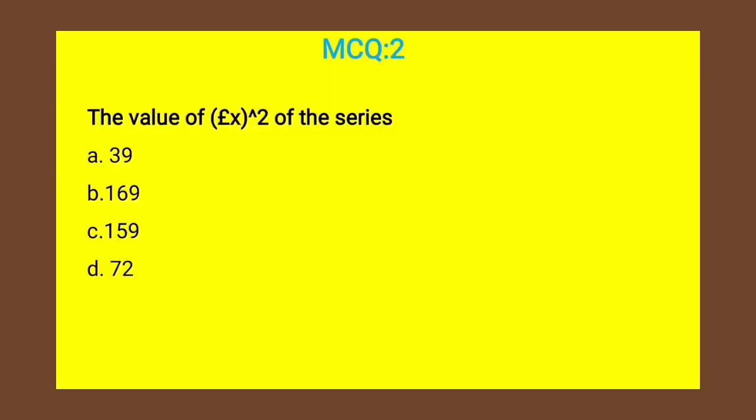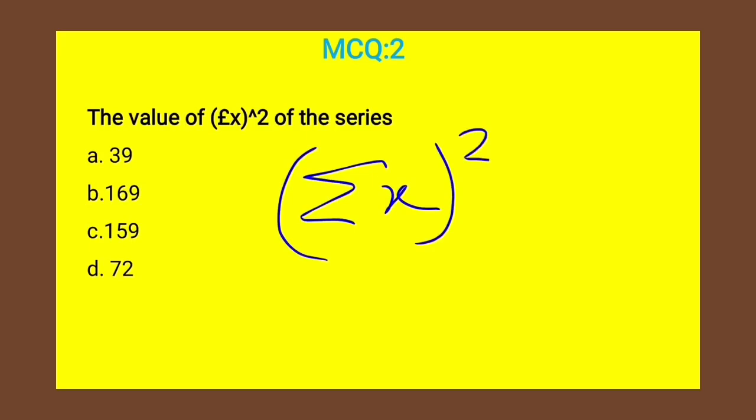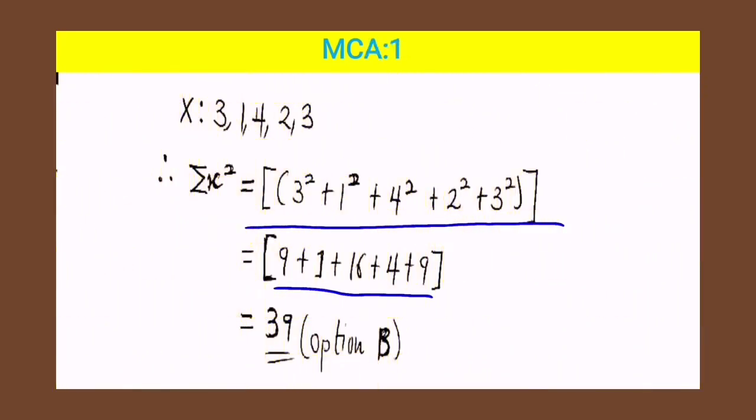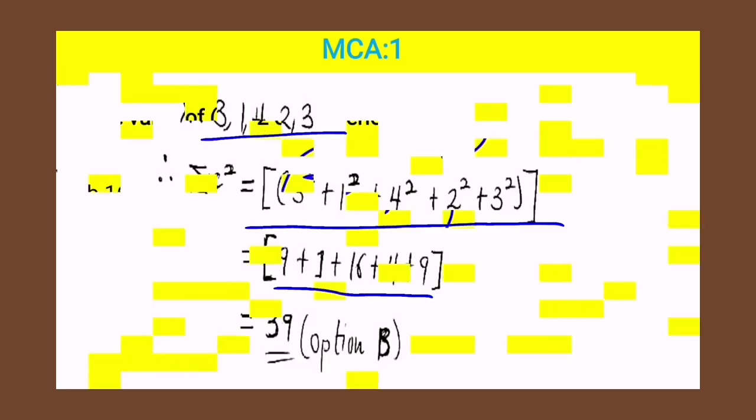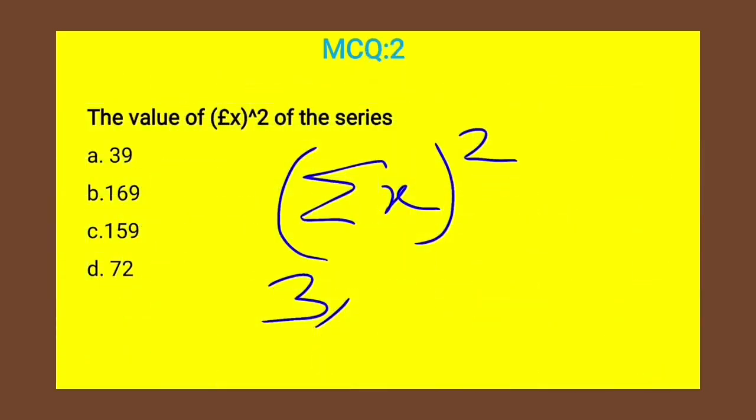Question 2. You are also asked to find the value of summation x, all squared. So how do you also go about it? Remember the values were 3. Let's go back and see the values that we were having. So these were the values: 3, 1, 4, 2, and 3. Good. So that was the value that we are having.